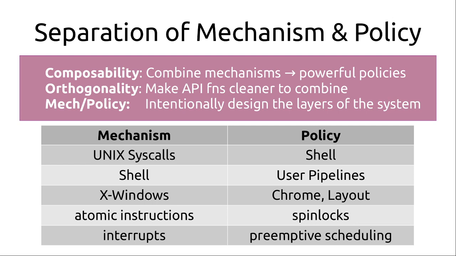And the mechanism and policy separation enables us to think about how to intentionally design the layers of the system. It makes us ask, what are the mechanisms that we're using? What is the policy that we're providing? And then what is the API that we should expose the outcome of that policy to the higher level portions of the system as our own mechanisms? So all three of these things are inextricably linked in a very powerful way, right?